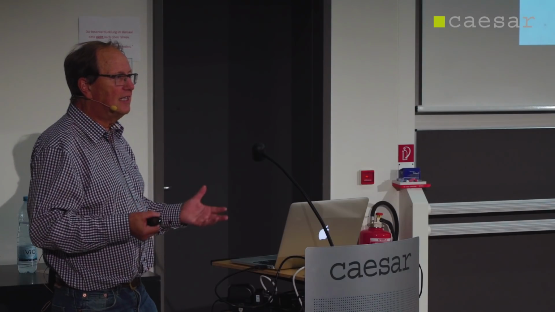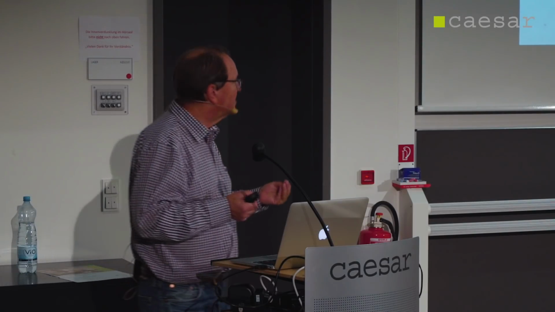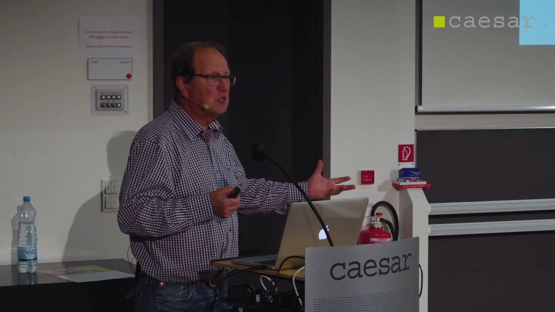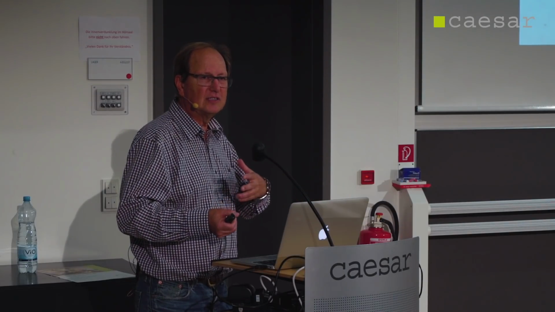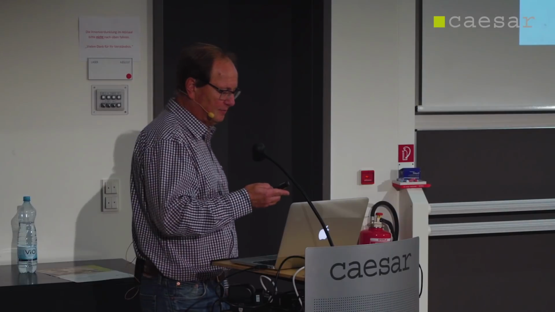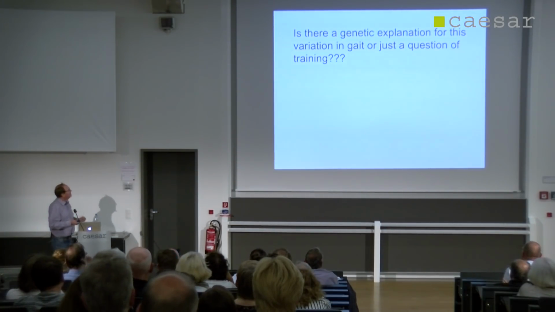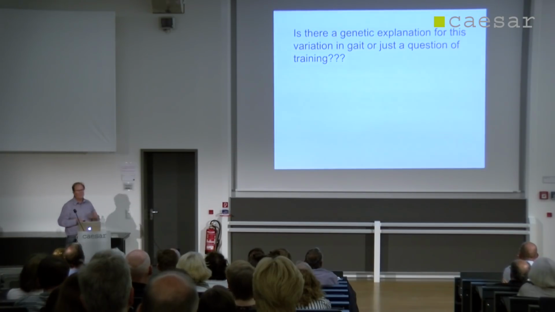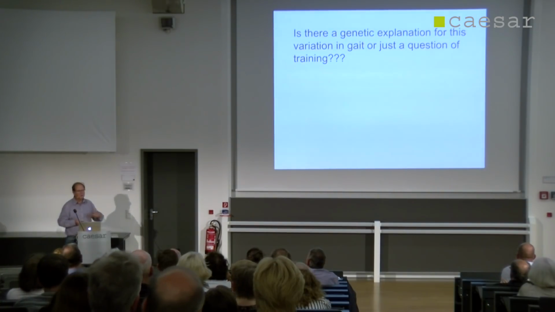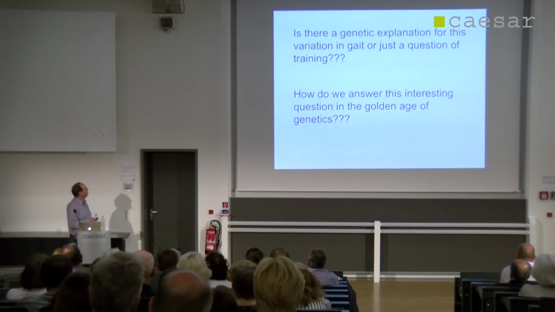So if you're a geneticist, then you're really challenged by this. You want to know what is the reason that some are five-gaited and others are four-gaited. So you could, of course, ask, is there a genetic explanation for this, or is this just a question of training? So you need to train them to pace.